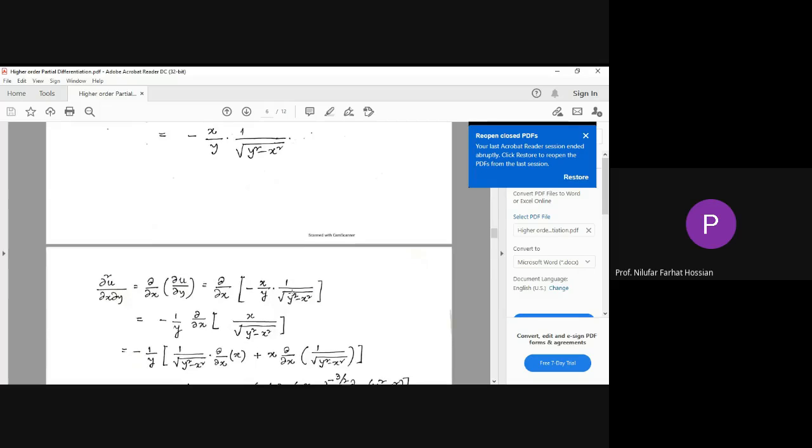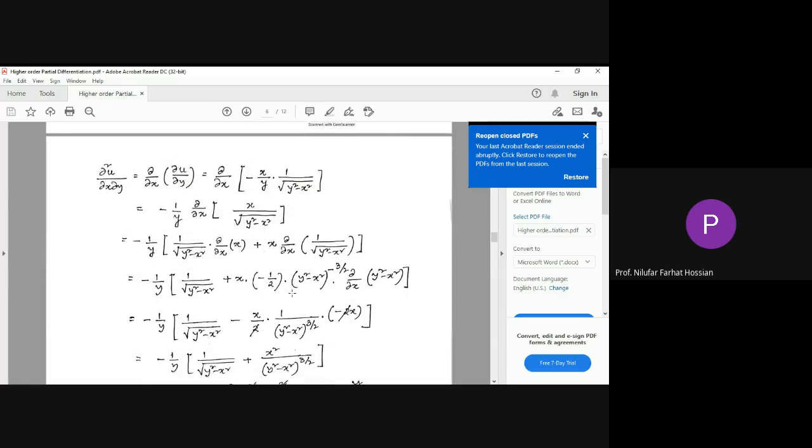Now we will find the second order derivative. Again, you have to differentiate this del u by del y with respect to x. So it will be del square u by del x del y. What was our del u by del y? This was minus x by y into 1 by root over y square minus x square. So you have to perform the partial differentiation of this with respect to x.